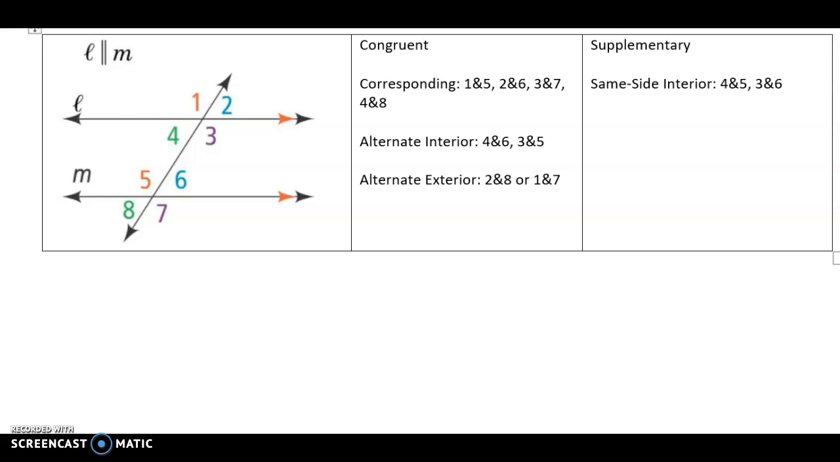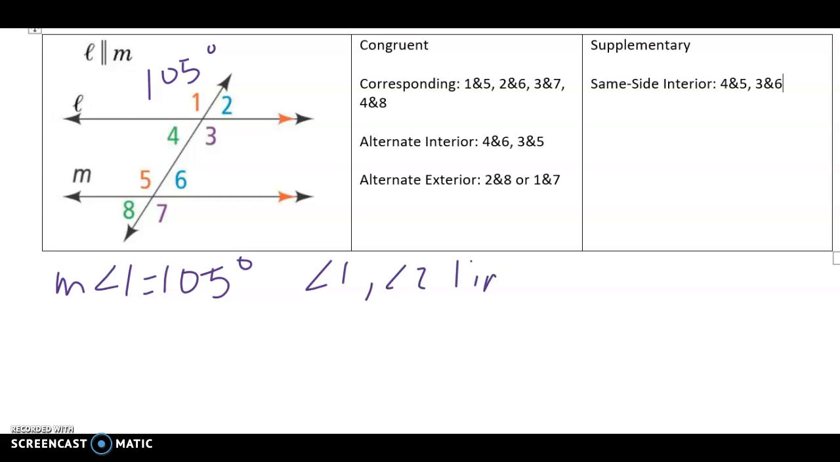So let's think about, what if you know one of the angles, okay? What if I knew that angle 1 was 105 degrees? Okay, so let's put that, 105. Angle 1 is 105. Well, I have angle 2 and 4. Now angle 1 and angle 2 are a linear pair, so they'd be supplementary. So if this is 105, then angle 2 has got to be 75. Okay?